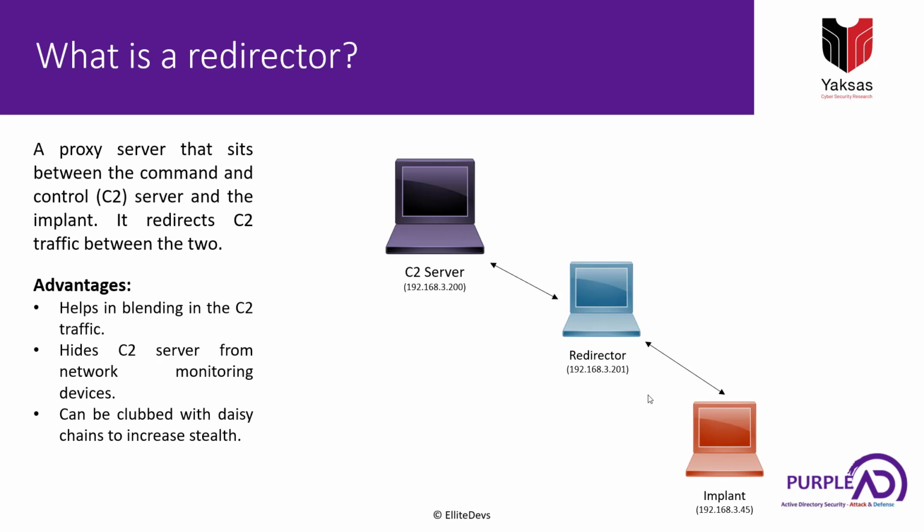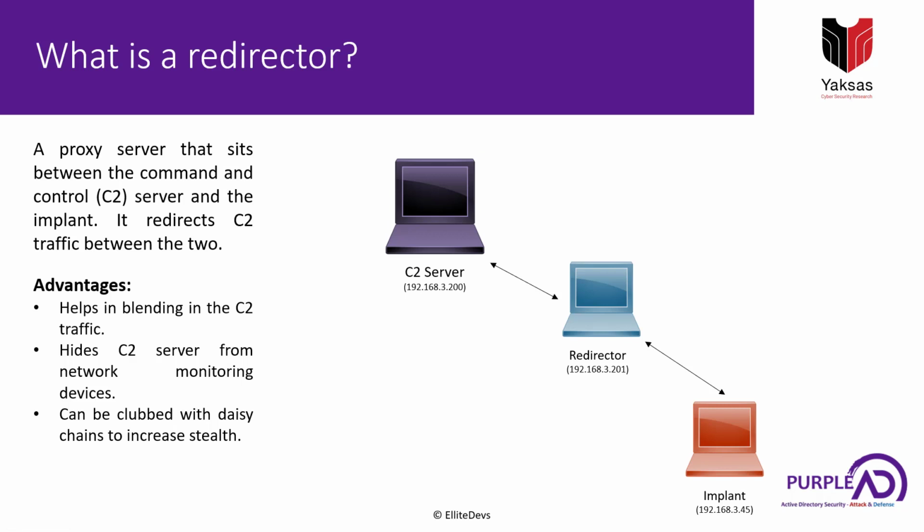The first is that with the help of redirector, you can blend in the C2 traffic from your implant to C2 server and vice versa within the normal network traffic. To do this, you can set up your redirector over the internet and point it to a realistic sounding domain name and have all the traffic from implant directed to the domain name, and from there your redirector will forward all the traffic to the C2 server.